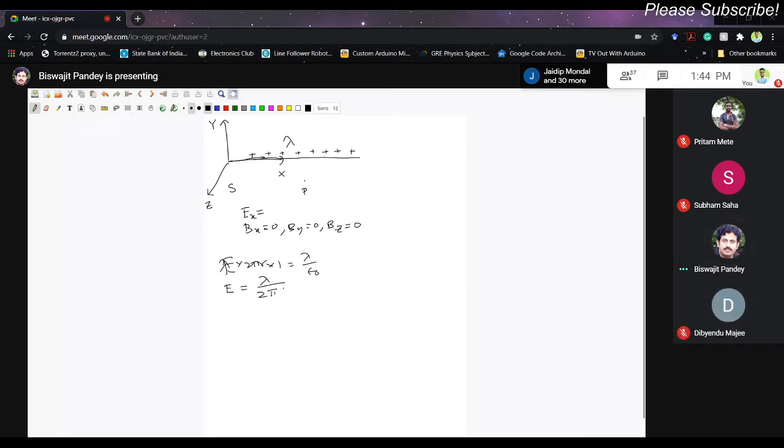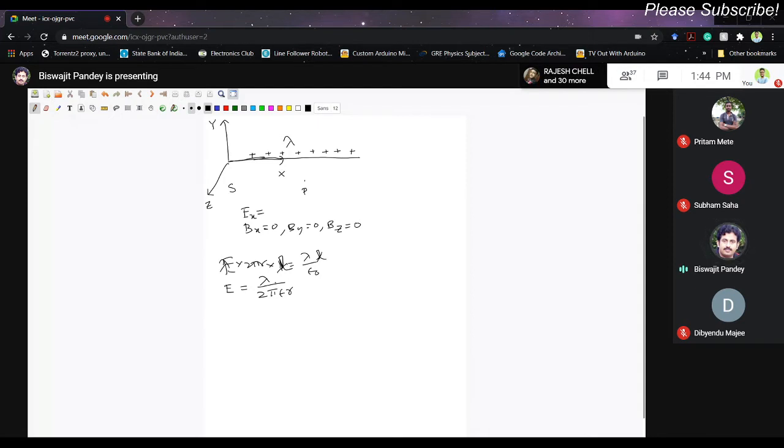This lambda is the charge per unit length, the charge density. If you put an L here, then you have to put an L on the other side too, and the L gets cancelled. Is it clear? So E is lambda by 2 pi epsilon 0 r.